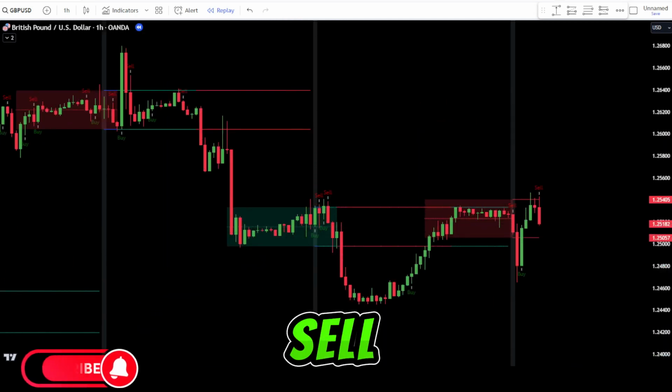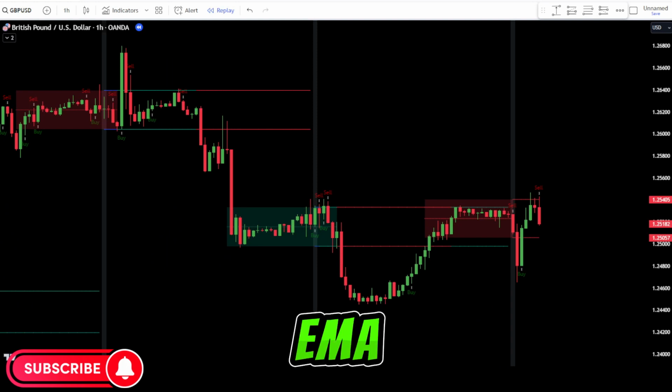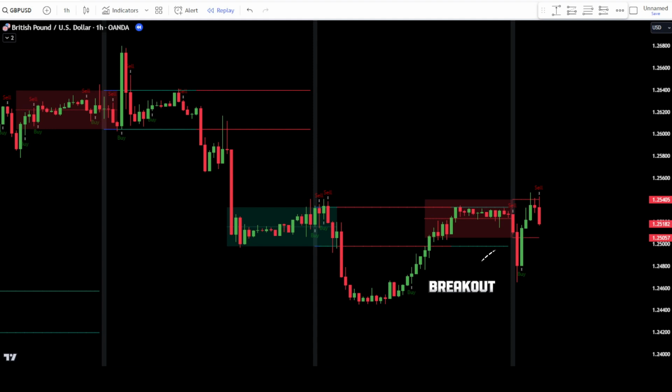How to place a sell order using the range detector and EMA scalper indicators. 1. If the price can break out to the downside, the indicator line will turn red. In this case, wait for the price to retest before entering a sell position. 2. Once the price has retested the range detector area, wait for a sell signal from the EMA scalper.